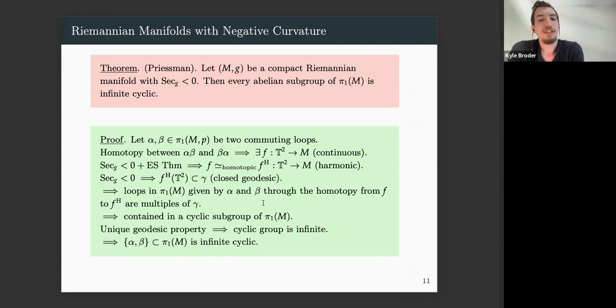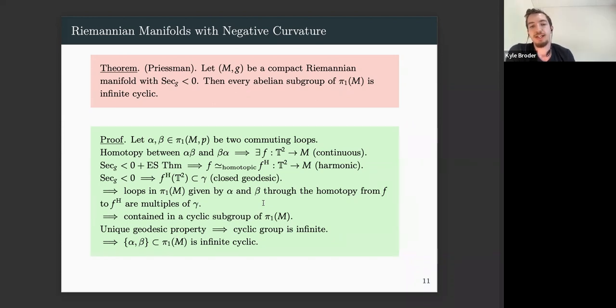If you compute the Laplacian of the energy density and integrate that, with the divergence theorem, the negativity of the sectional curvature implies the torus maps onto a closed geodesic via this harmonic map. And so these loops that we get from F and the harmonic map in the fundamental group, given by alpha and beta, will be multiples of this closed geodesic gamma.